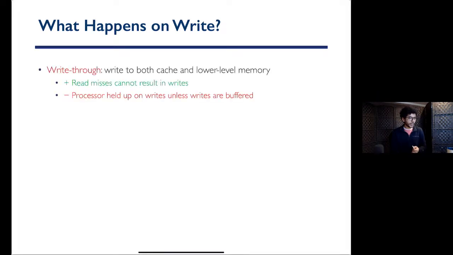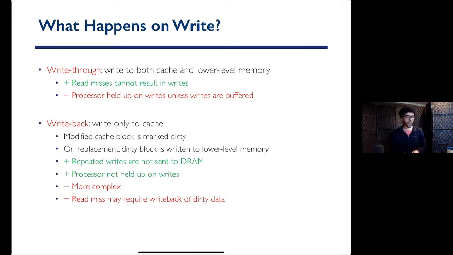Okay, now the next topic that we have to discuss is what happens on a write. If you write to an address, what happens? Now there are two possibilities. When you write, you could write to both cache and memory. This is called write through, because the write goes through the cache and also goes to memory. So the write happens in both memory and cache.